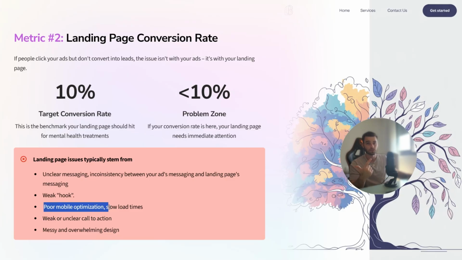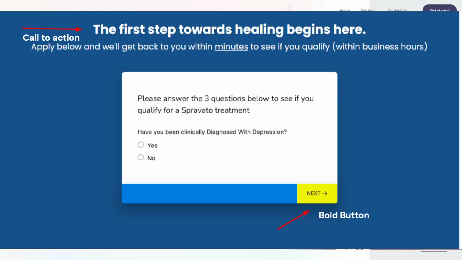Poor mobile optimization. You want to make sure that there's good loading times and that your page is nice and clean to go on, because if it's not clean, it's ugly, and it's hard to read, then people are not going to keep reading. Another thing is weak or unclear call to action. You want to make sure that they understand exactly what's the next step that they need to take. They have a big bold button to press on. They have a form that's easy to see and that it's completely easy and simple for them to leave their details.